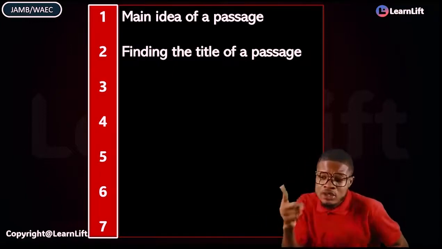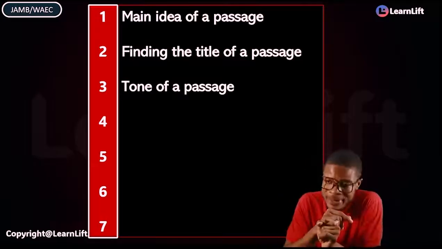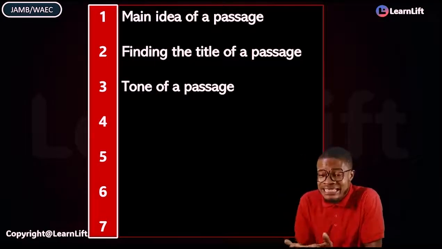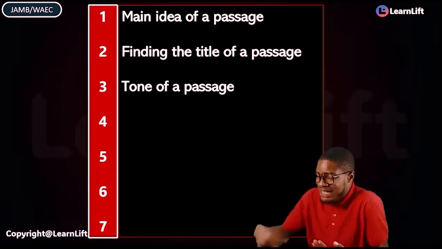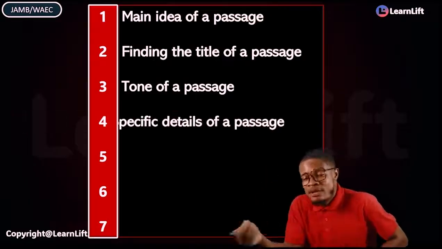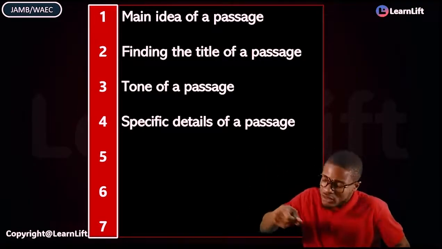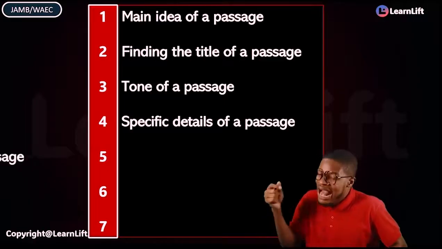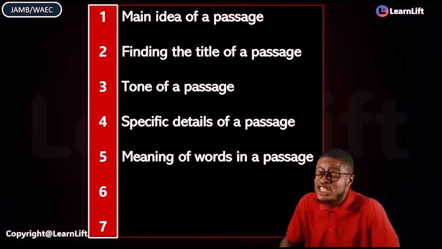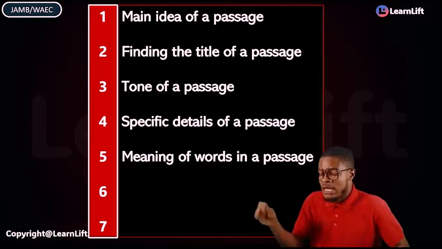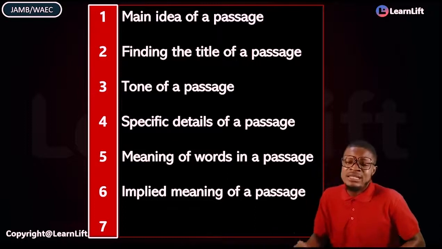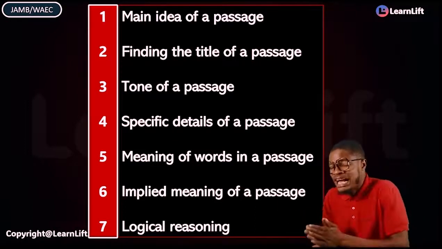And thereafter, I'm going to take you around every single thing about the tone of a passage. These are the areas, these 7 areas, year in, year out, that JAMB asks. This is the secret to comprehension passages. The tone of a passage. Then number 4 is specific details of a passage. And then number 5 is the meaning of words in a passage. These are the exam questions. And then number 6 is the implied meaning of a passage. And then number 7, we're going to cap it up by looking at logical reasoning.